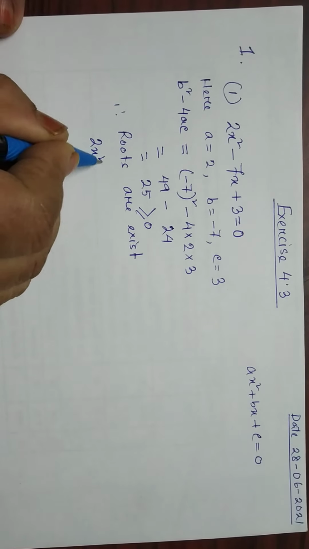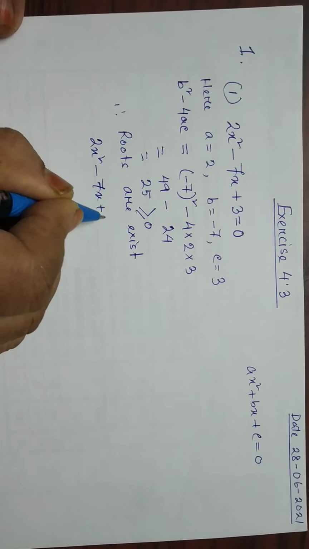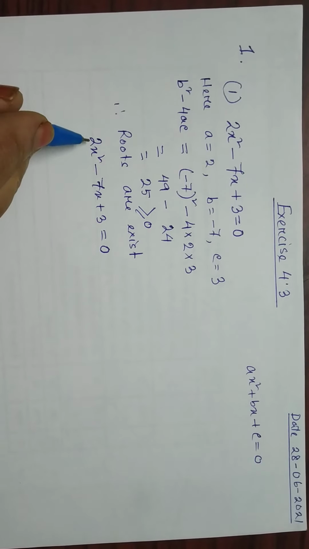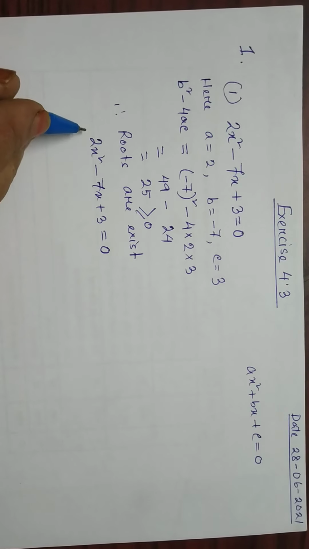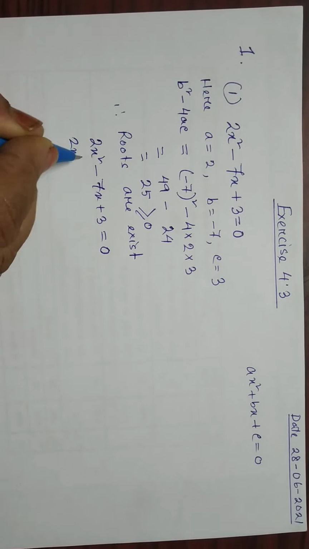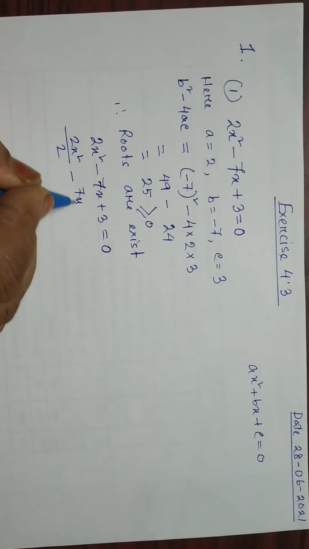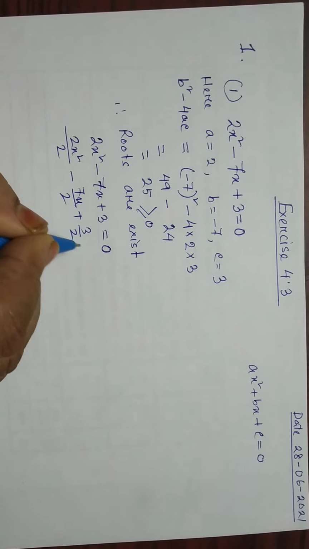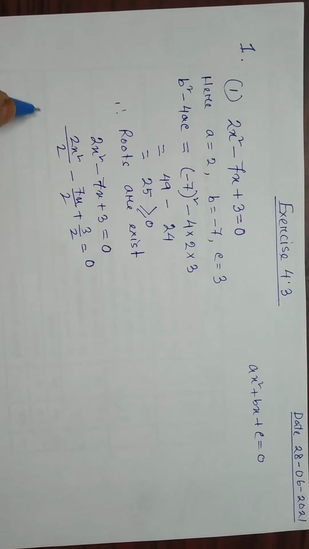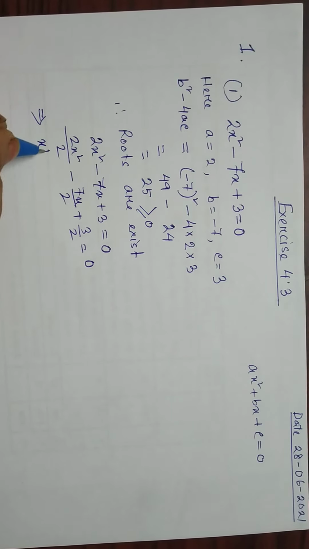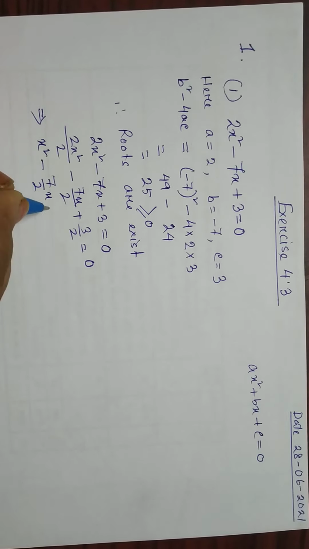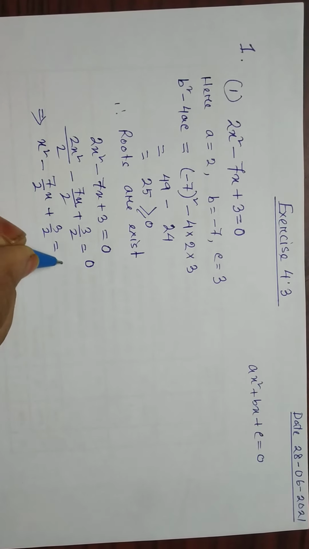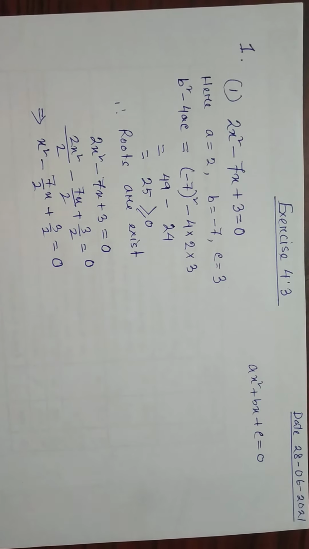Here 2x square minus 7x plus 3 equal to 0. First we have to divide both sides by the coefficient of x square, meaning dividing by 2. Therefore 2x square by 2 minus 7x by 2 plus 3 by 2 equal to 0 by 2, which is 0. This implies we get the equation x square minus 7 by 2 x plus 3 by 2 equal to 0.